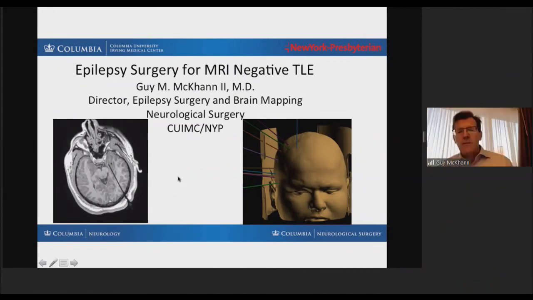Great. So thank you so much for the invitation, and as we all see with that case discussion, these are incredibly difficult and complex cases. I'm going to run through three quick case scenarios where we're not going to have time to go into all the details, but just to emphasize the surgical options available for MRI negative temporal lobe epilepsy.